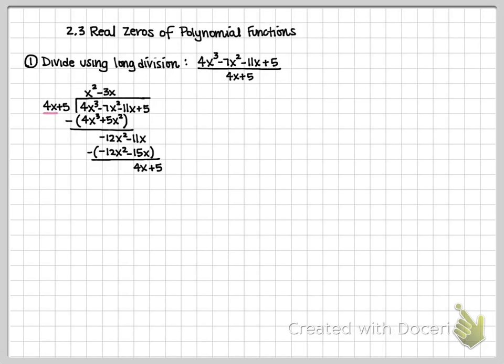Well, 4x on the outside goes into 4x down here once. And then multiply it times the top. So 4x plus 5, that gets subtracted. This works out nicely. We have no remainder. So I would say that dividing, going back up, this is going to be equal to whatever we got on top, which was x squared minus 3x plus 1. No remainder.